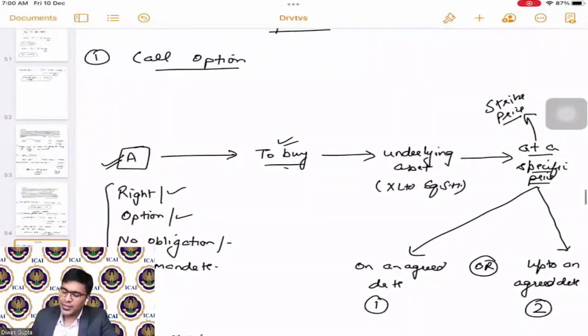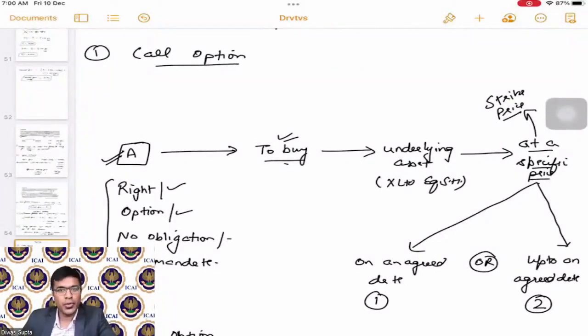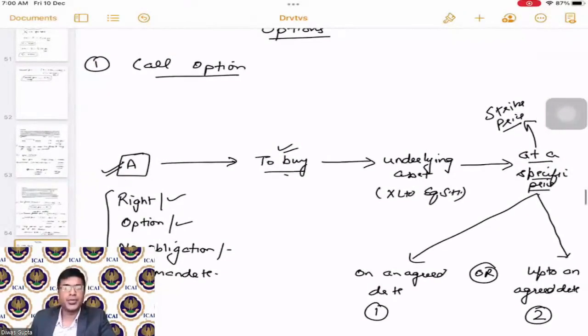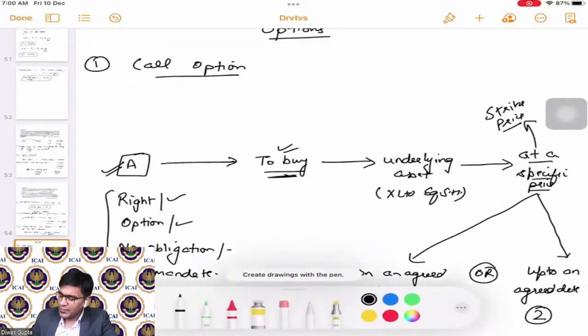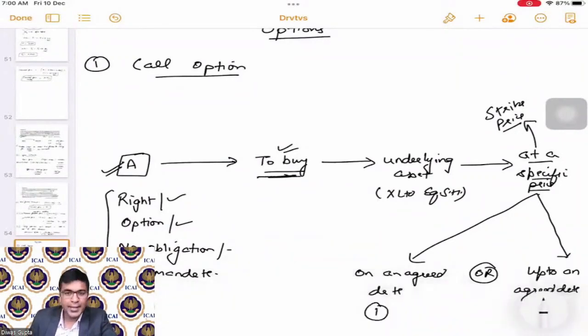So in the previous session, we started with a different type of derivative called options. We studied, first of all, the basic definitions of both the options. First one was the call option, and second one was the put option. A call option is a contract which gives the holder a right but not an obligation to buy. This was very critical. We have to understand that it gives the holder the right to buy the underlying asset, which is the specific underlying asset at a specified price.